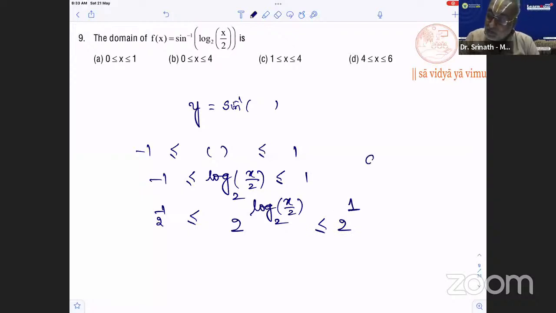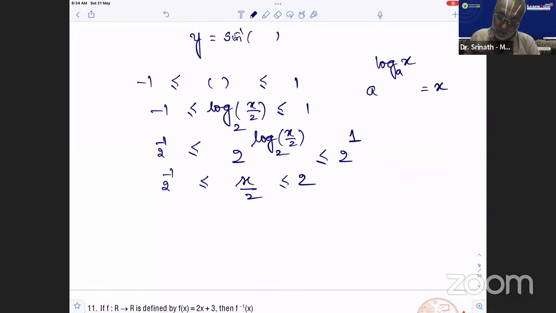Now, you must be knowing this: a to the power of log x to base a is x. So therefore, 2 to the power of -1 is less than or equal to x by 2, which is less than or equal to 2. I multiply throughout by 2. If you multiply by 2, 2 to the power of -1 into 2 is 1. So 1 is less than or equal to x, which is less than or equal to 4.